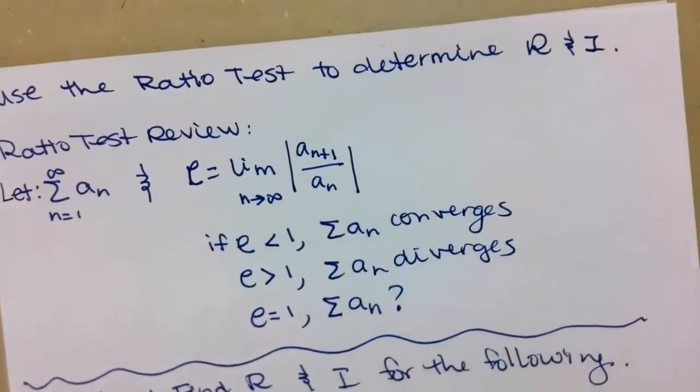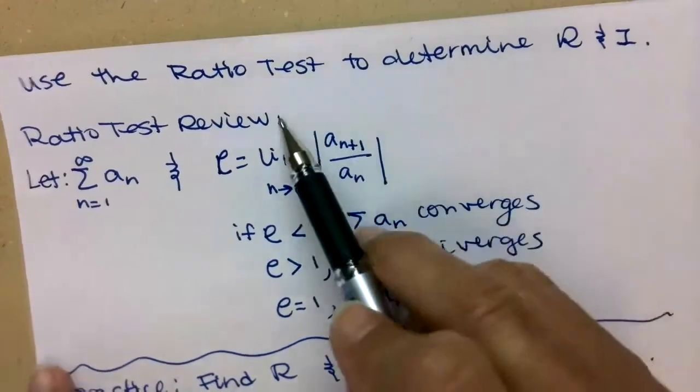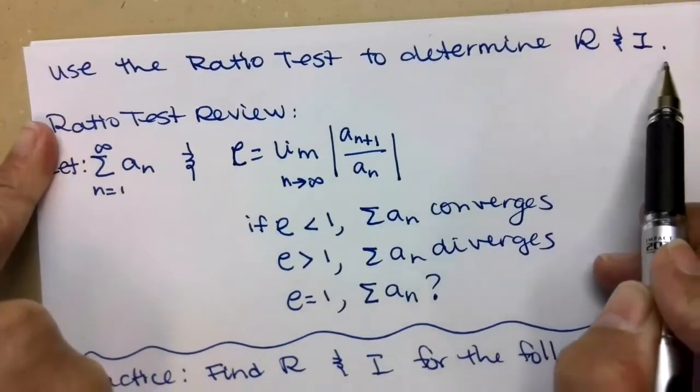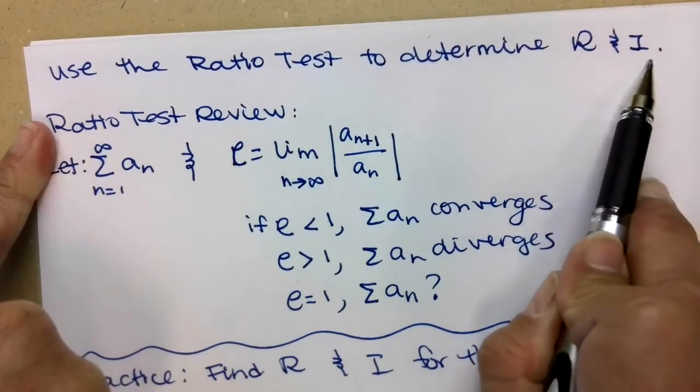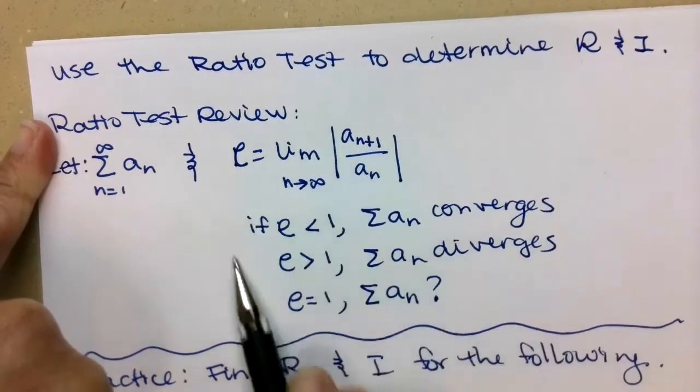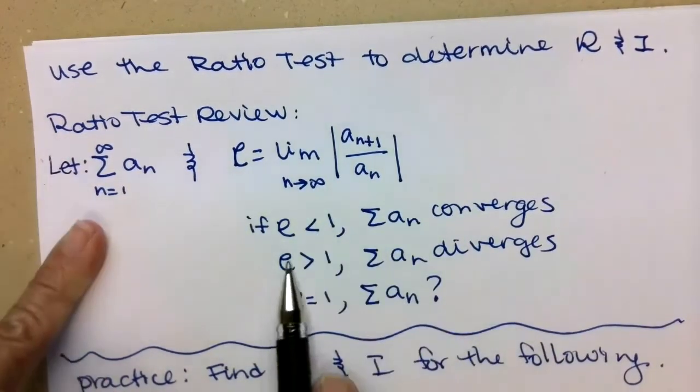Well, we're going to use the ratio test. The ratio test is going to help us decide what is r and what is I, so what is the radius of convergence and what is the interval of convergence? So let's just go over the ratio test one more time.